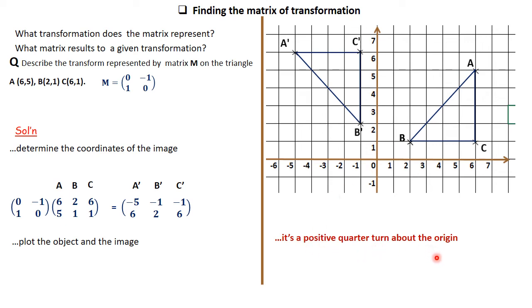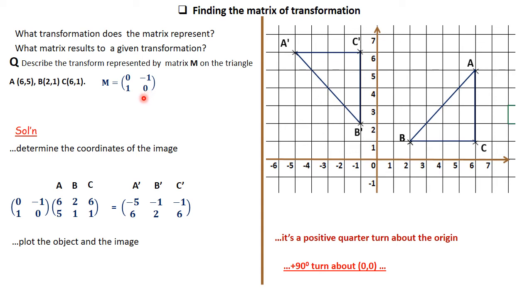Therefore we'll say it's a positive quarter turn about the origin. It's assumed that at this point you should be able to know what rotation is all about. You can always refer to other lessons that I did previous to this. And so we would say it's a positive 90 degrees turn about 0, 0. That's the origin, and that answers the question: what transformation describes the matrix 0, 1, negative 1, 0?